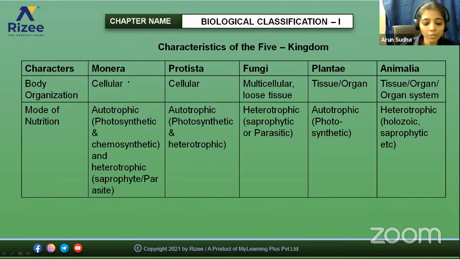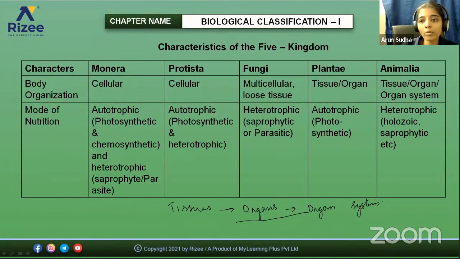So what is the tissue? These similar cells join to form tissues. And then two or more tissues join to form organs. And then these organs coordinate and form an organ system. So I hope you know this level of organization. It differs from Monera to Animalia.